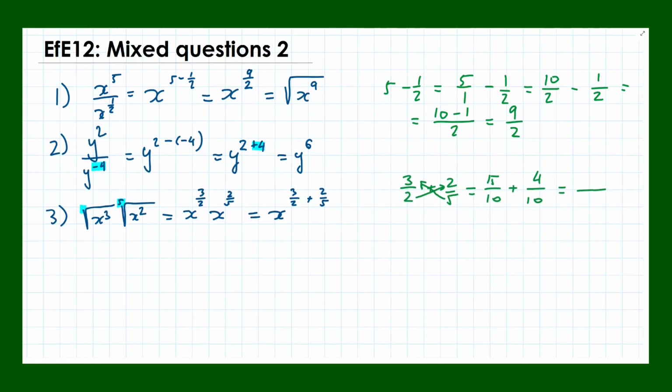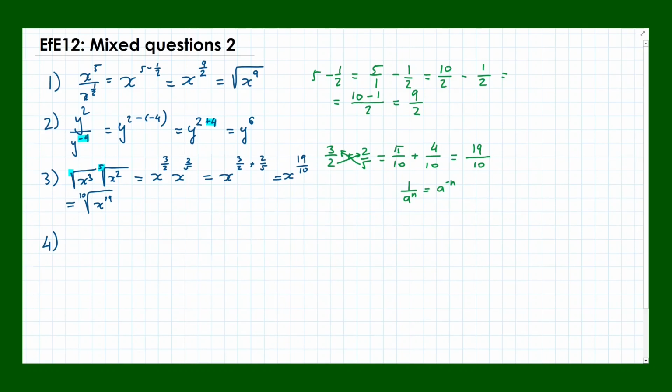Now that they have got the same denominator of 10, you're just going to have to add them together. 15 plus 4 makes 19. So we can replace the exponent of x with 19 over 10. And again, just like in the previous examples, if you wanted to, you can replace it with the root. So that would be the 10th root of x to the 19. And we can't really do anything with it because 19 is one of those numbers which we call prime numbers, that are not a multiple of anything other than 1 and itself. So it's one of those numbers that you can't simplify further.